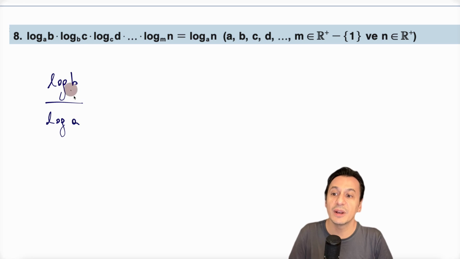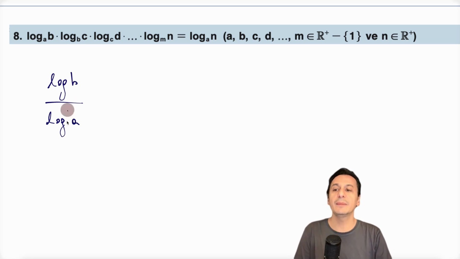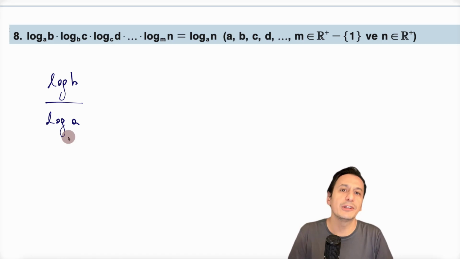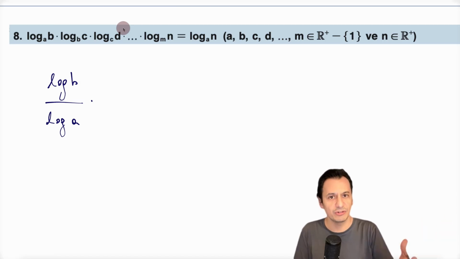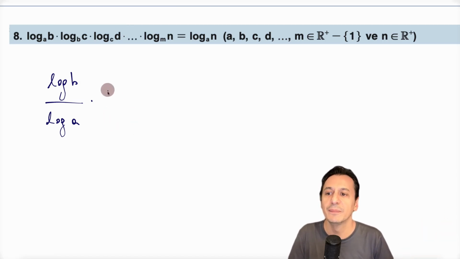You might ask, so what are the bases of these? If I don't write anything underneath, it means the base is 10. For example, these are written in base 10, but it does not really matter. So even if you write something else, you'll still get the same result anyway.